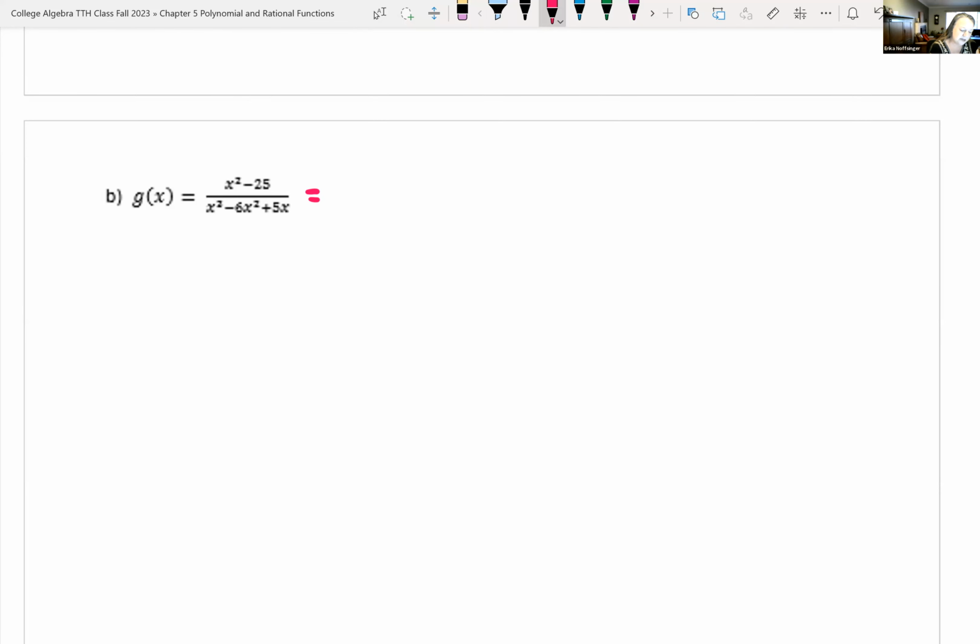And so looking at this, we have a difference of squares. So x squared minus 25 factors as x minus 5 times x plus 5 all over. So looking at our denominator, notice we have a common factor of x there. And so let's pull out an x from all three of those terms. So factoring out an x from an x cubed, you're left with an x squared, minus factoring out an x from 6x squared, we're left with 6x, plus, and factoring out an x from the 5x, you're left with 5.